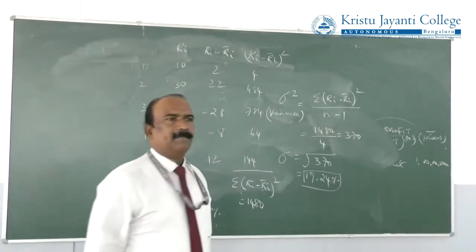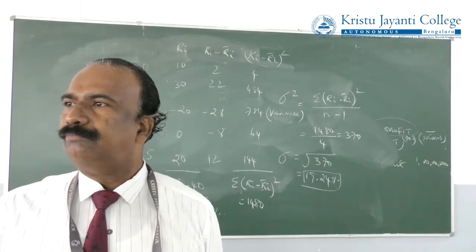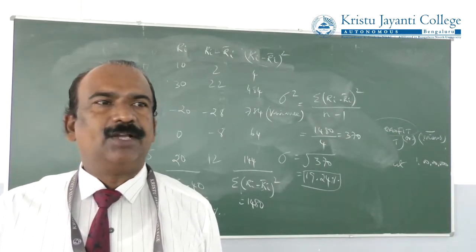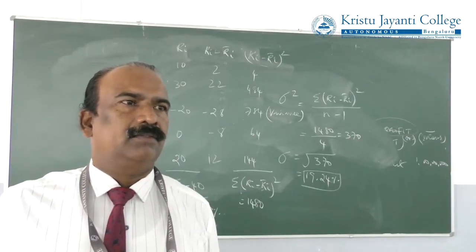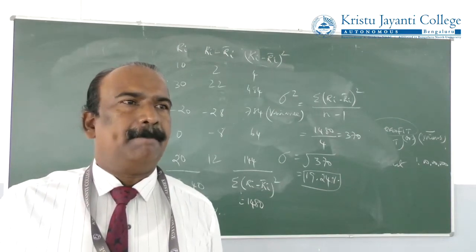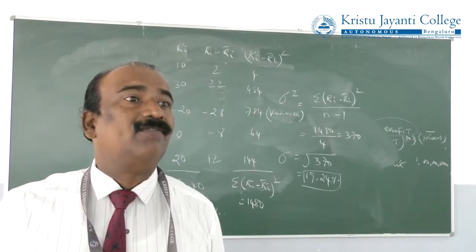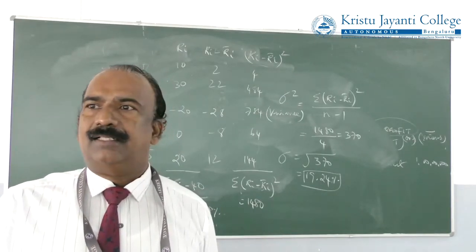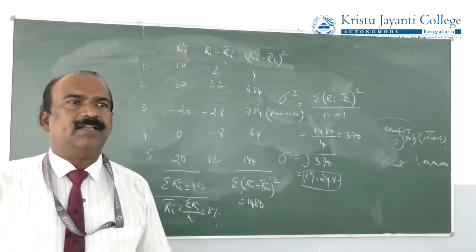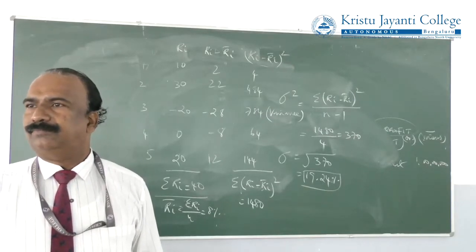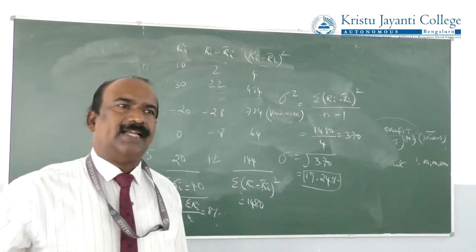Is the calculation clear? What do you do? First you calculate sigma Ri. Then you calculate the variance. Sum it up, divide by n minus 1. Then take the square root. When you take the square root of the variance, you get the standard deviation.